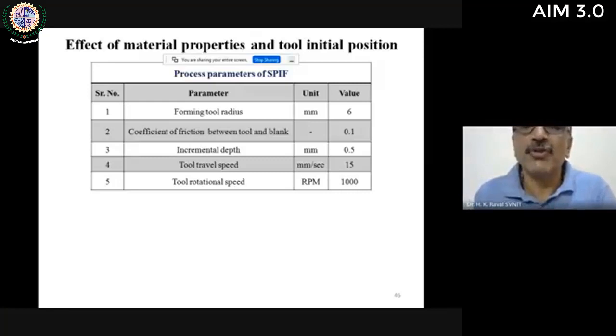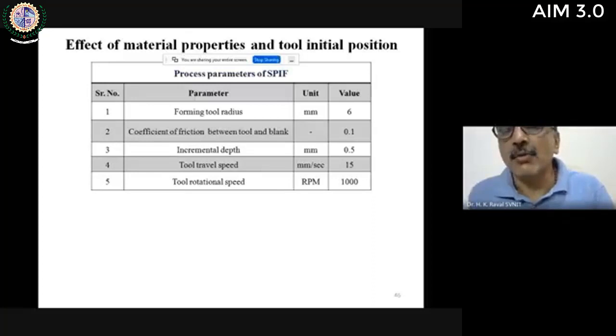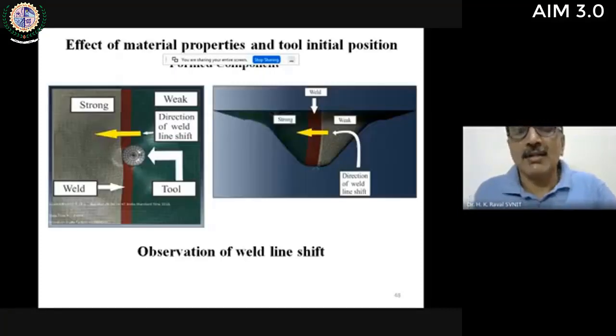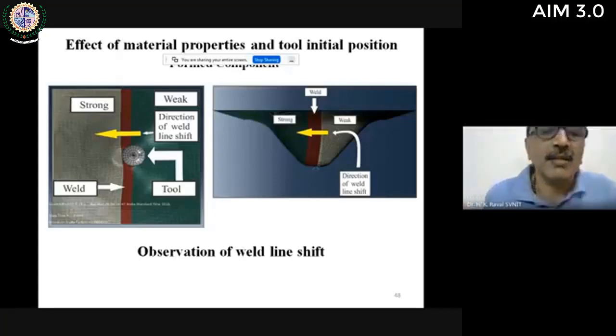It is a simulation study, so some assumptions are required. The incremental depth was taken as 0.5, the rotation speed was taken as 1000, and the travel speed, that is the feed, was taken as 15 mm per second. So let us read, understand, and interpret the results.